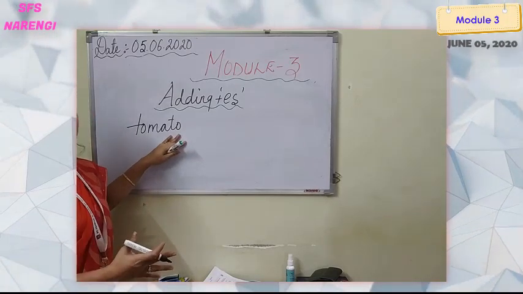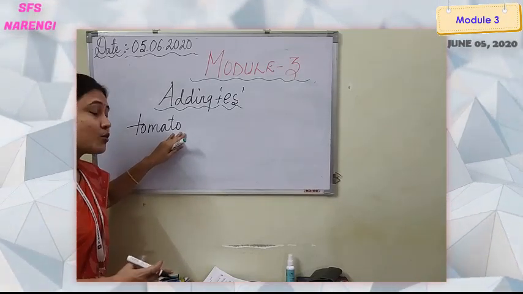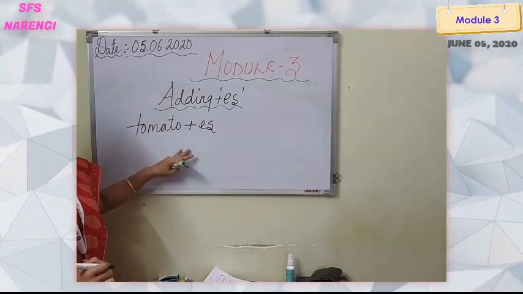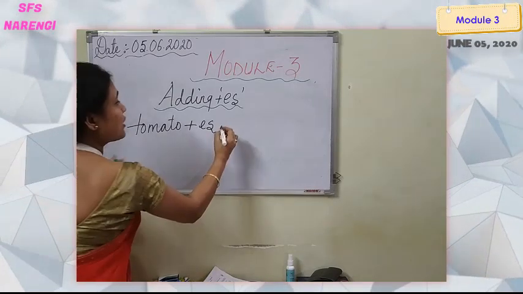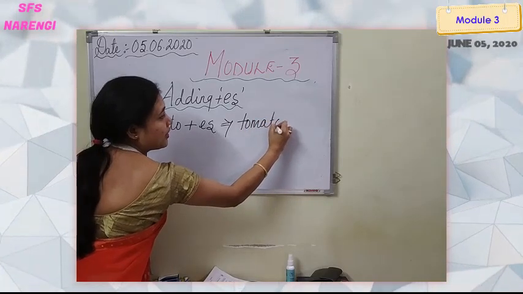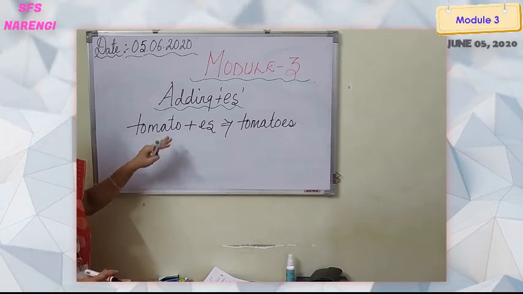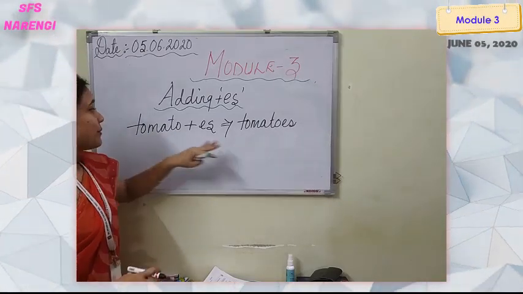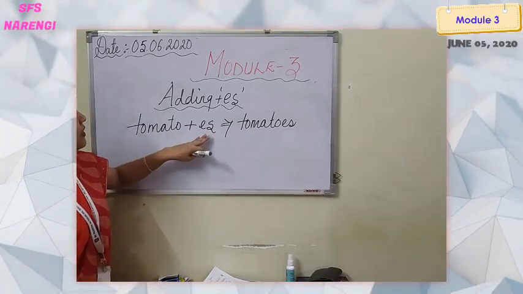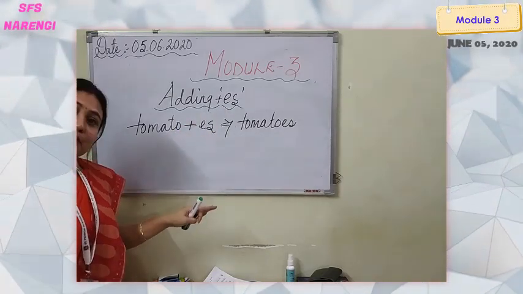So how can we make that plural now? As the word ends with the letter O, here we will add es to the word, right? So what will it be now? It will be tomatoes. Got it? Yes? From singular we have made it to plural. But as the word ends with the letter O, here we have added es to make it plural.